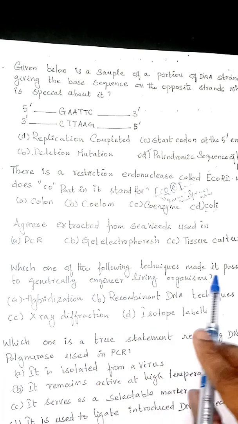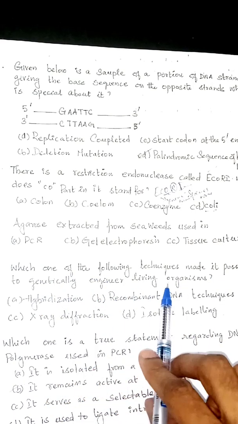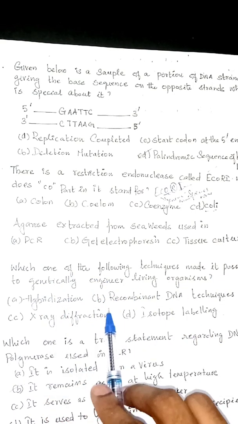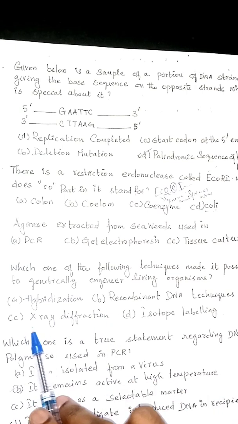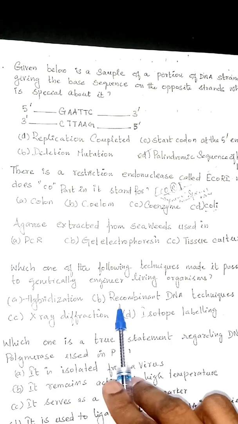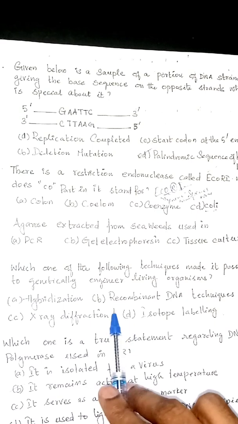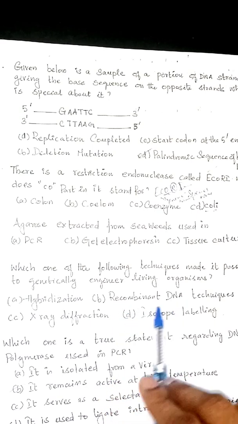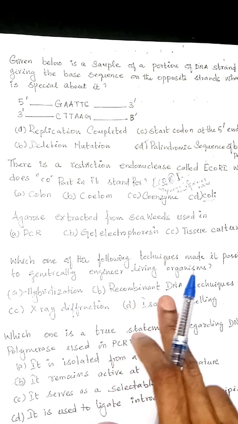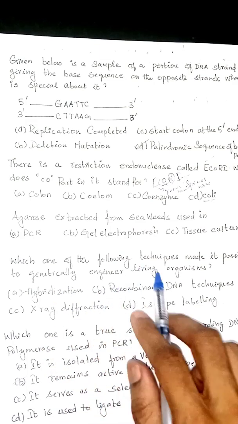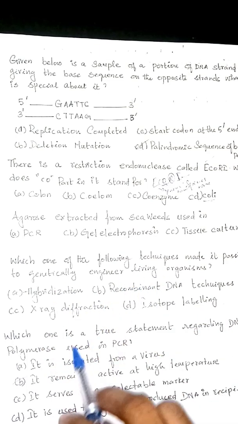Which one of the following techniques made it possible to genetically engineer living organisms? A. Hybridization, B. Recombinant DNA technique, C. X-ray diffraction, D. Isotope labeling. The second choice, recombinant DNA technique, is the correct answer. So with the help of recombinant DNA techniques, we can genetically modify living organisms.